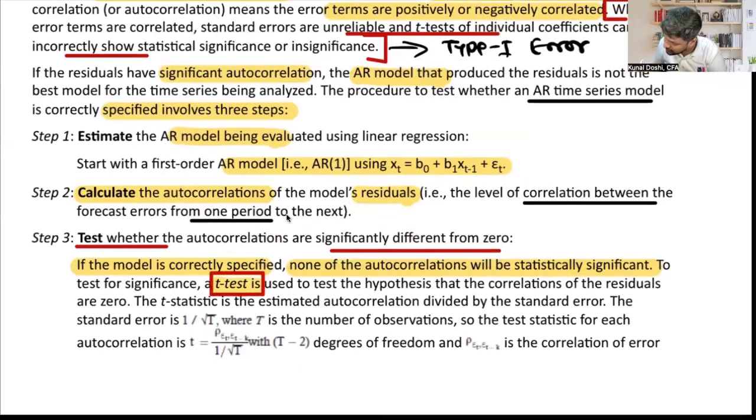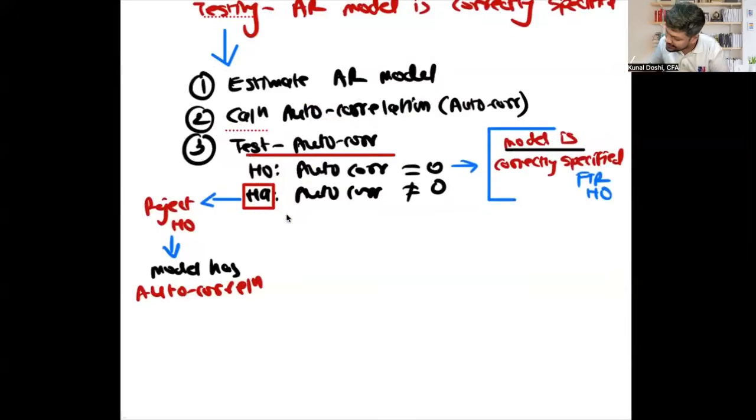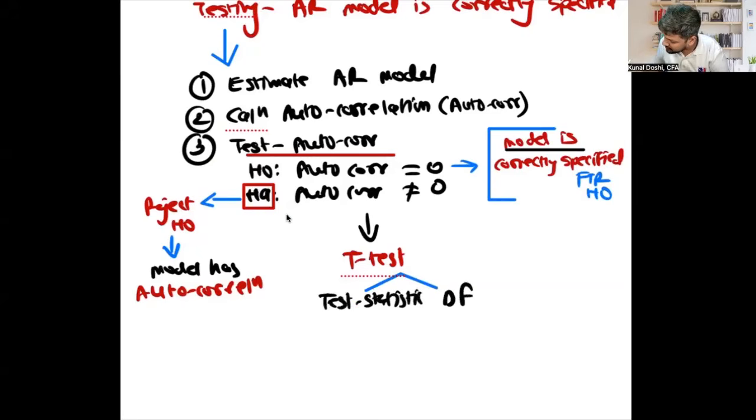Now, this t-test is unique because you will have the test statistic, which is the estimated autocorrelation divided by the standard error. They will have given you the standard error and the degree of freedom. I will write down all here. So the test that we are going to do is called the t-test. In the t-test, I will be provided with the test statistic and the degree of freedom.